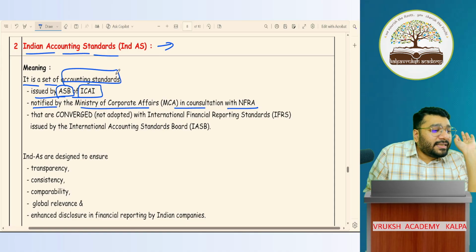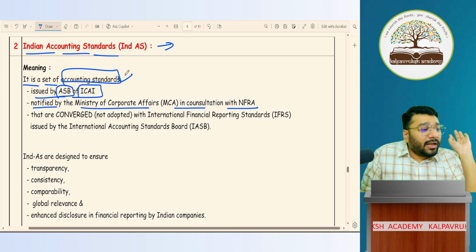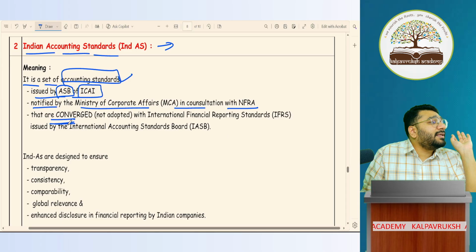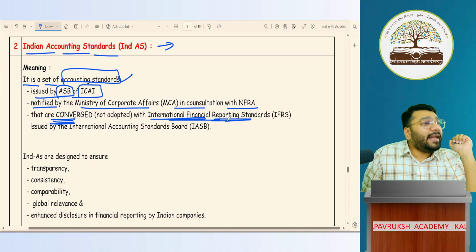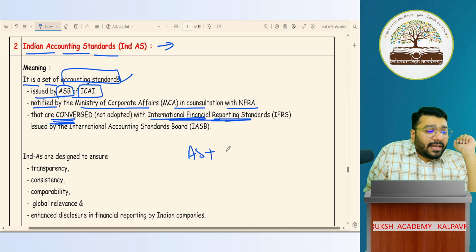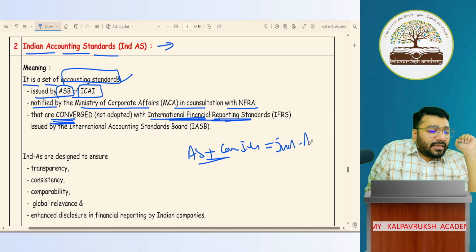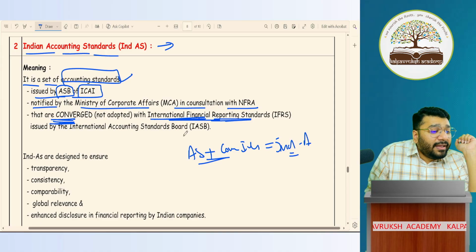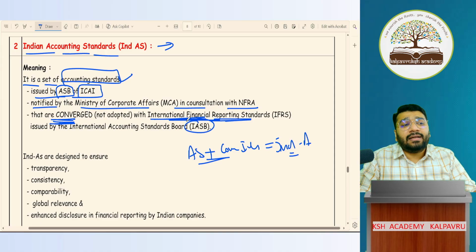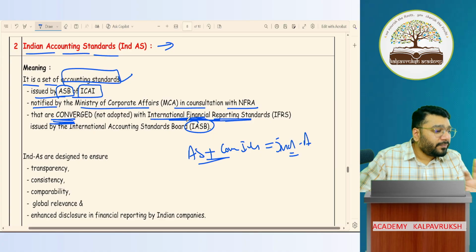And the accounting standards which are being developed here are called converged IFRS. With whom are we converging this? This is converged with International Financial Reporting Standards. So Ind AS is nothing but AS plus convergence of IFRS. Put together, it is called Ind AS. So this IFRS is developed by whom? This is developed by the International Accounting Standards Board. Any problem here?